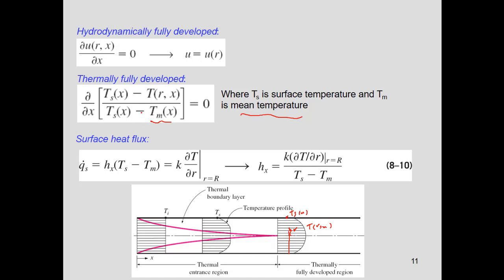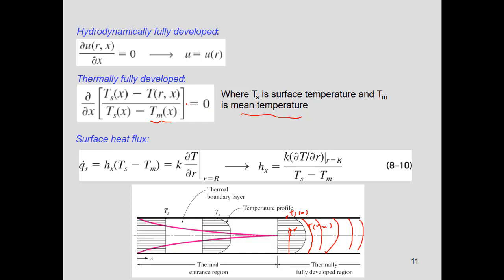In other words, it is fully developed. It means that if we draw something like this, the temperature profile will be exactly the same, like this. From now on, all of this will be the same. The profile will be the same from this point onward.